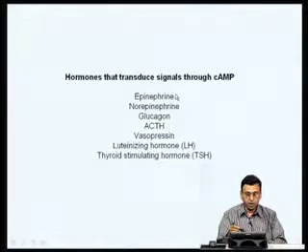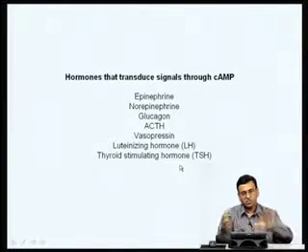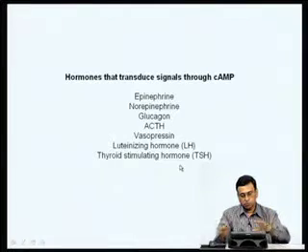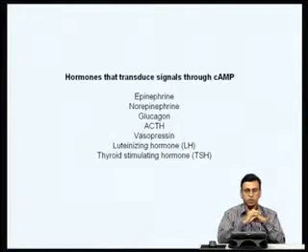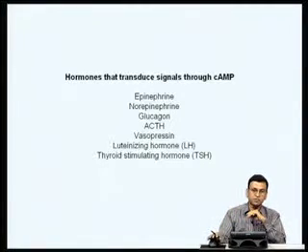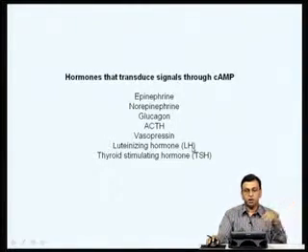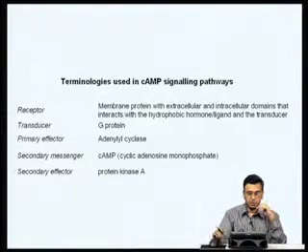Some of them are epinephrine, norepinephrine, glucagon, ACTH, adrenocorticotropic hormone, vasopressin, luteinizing hormone, thyroid stimulating hormone. There are many others, but I have just given a few examples. Some of them are small molecules and some of them are peptide hormones. All of these, by interacting with specific G protein coupled receptors, can ultimately lead to the synthesis of cyclic AMP, which in turn goes inside the cell and regulates a number of physiological processes.